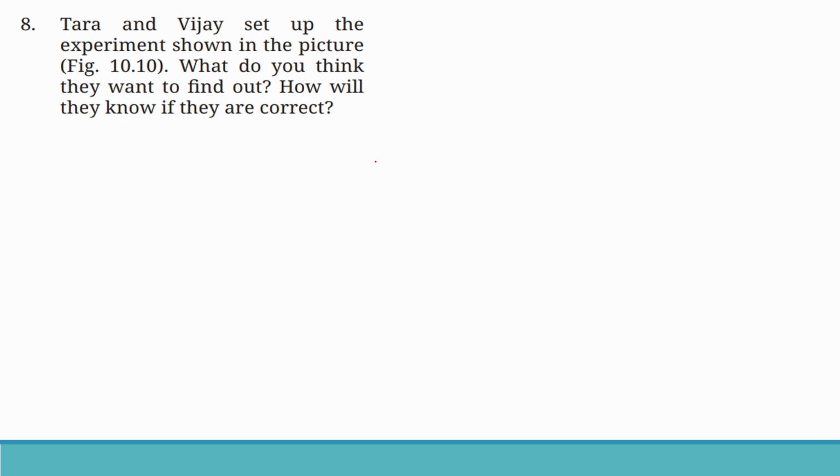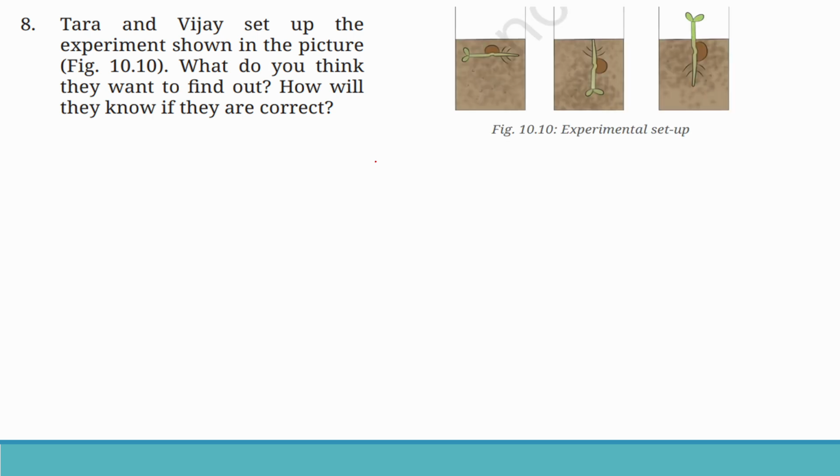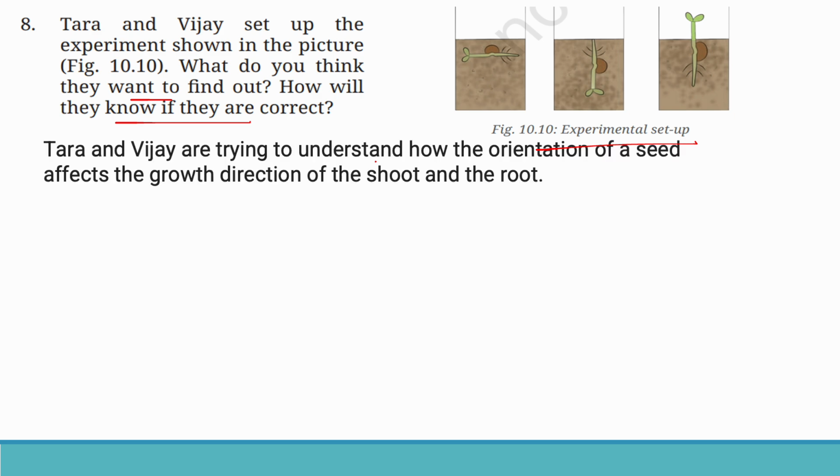Tara and Vijay set up the experiment shown in the picture, figure 10.10. What do you think they want to find out? How will they know if they are correct? See, there is an experimental setup by Tara and Vijay. Tara and Vijay are trying to understand how the orientation of a seed affects the direction of growth of the shoot and root.